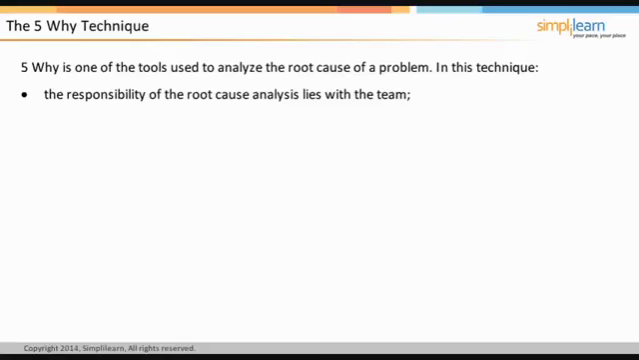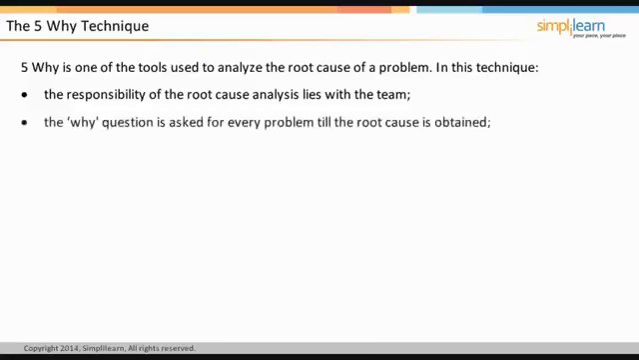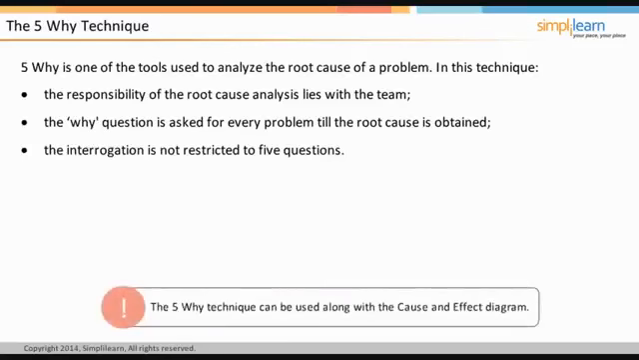The 5 why is a very simple tool, as it poses the why question to every problem till the root cause is obtained. It is important to know that the 5 why tool does not restrict the interrogation to 5 questions. Why can be asked as many times as required, till the root cause for the problem is found. It can be used along with the cause and effect diagram. The following screen will explain the process of the 5 why technique.